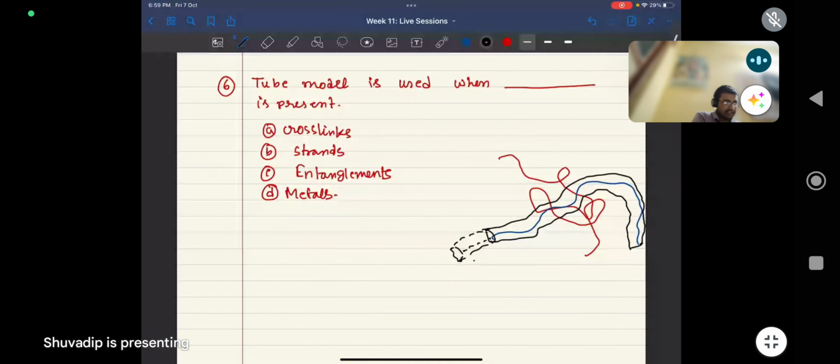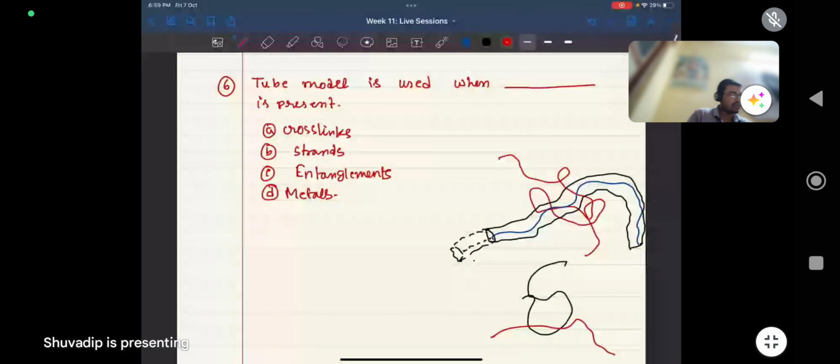Because these polymers are entangled, one polymer is like this, and another polymer is passing through this polymer like this. So if you want to separate these two polymers, if you put a force randomly, this polymer is not allowed to cross this black polymer, so it will not move that side. So the dynamics is studied only when it is moving along its length.